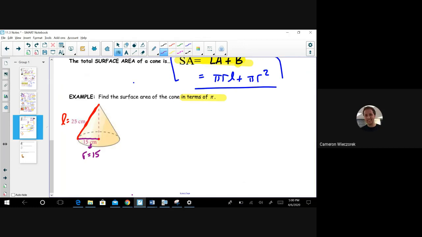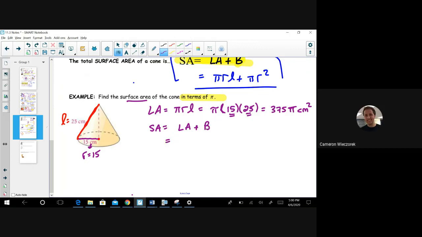So if I want the lateral area first, just the part surrounding the party hat, pi times r times L. And they give me everything I need. Pi times 15 times slant height is 25. I'm going to multiply these two together. 25 times 15 is 375. So I get 375 pi square centimeters. They didn't just say lateral, they want the whole surface area. So I know I'm going to have to add on the base area. Lateral area plus base area. Lateral area we just found was 375 pi.